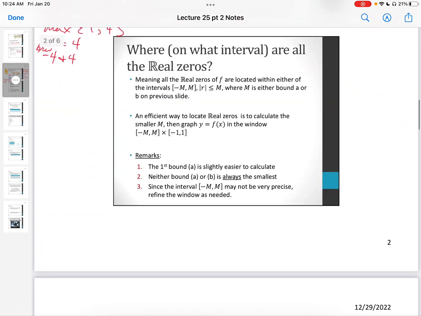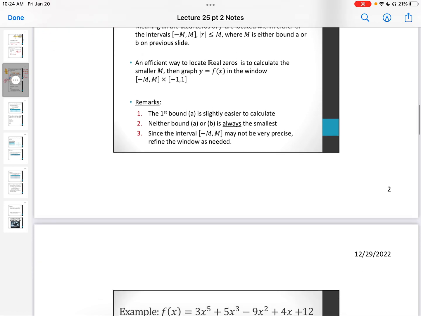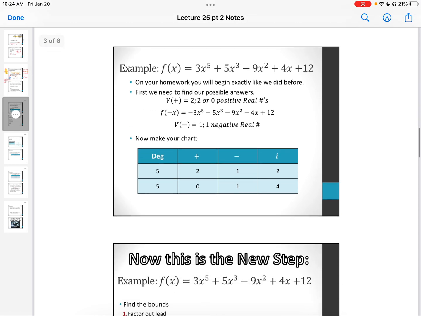All right. So we are looking for the intervals. I already told you what it meant there. The first bound is slightly easier to calculate. Neither bound A or B is always the smallest. So basically, this slide's just saying that you can do either one. It doesn't matter which one you do. Okay, so let's practice one here.